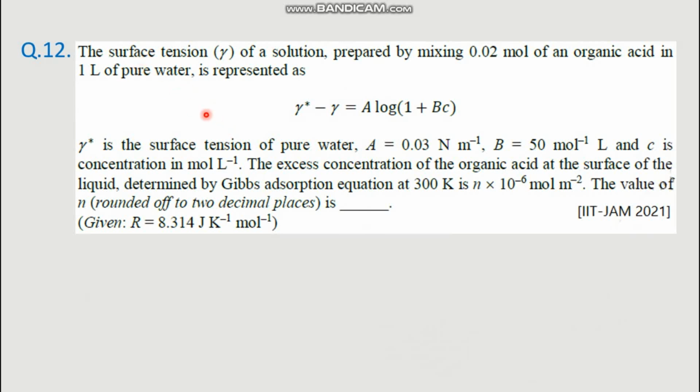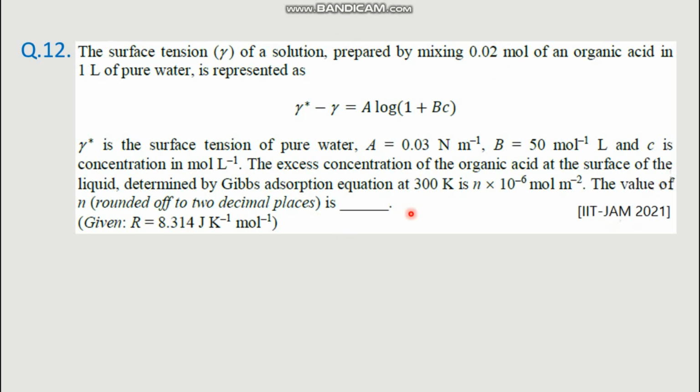And this question is this one: the surface tension of a solution prepared by mixing 0.02 mole of an organic acid in 1 liter of pure water is represented as gamma star minus gamma equals capital A log within bracket 1 plus capital B small c, where this is not gamma prime, I'm sorry, this is gamma star. Gamma star is the surface tension of pure water, and A is some constant, B is some constant, and c is in mole per liter. Okay, and here 0.02 mole per liter is the value of c.